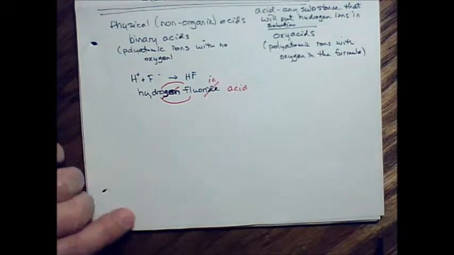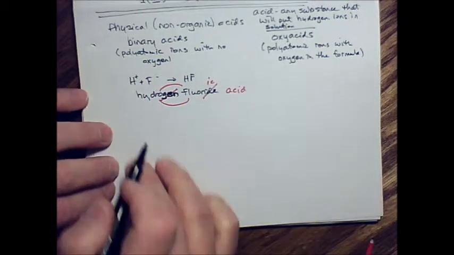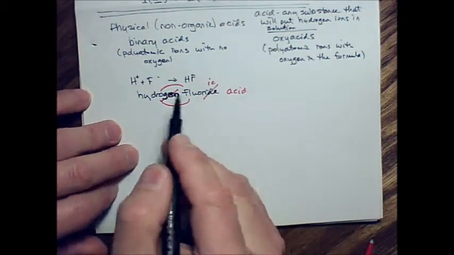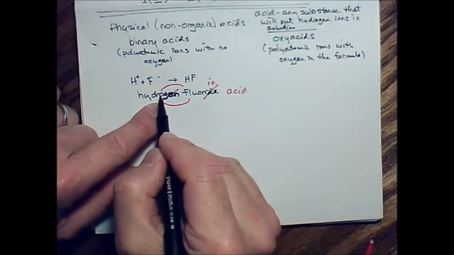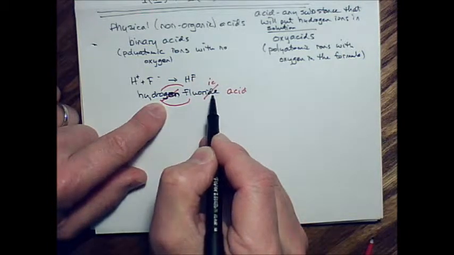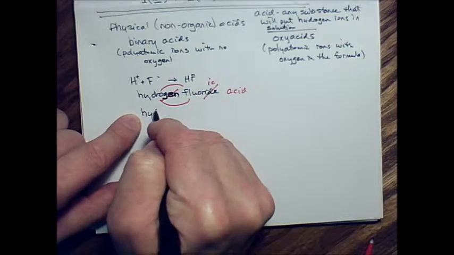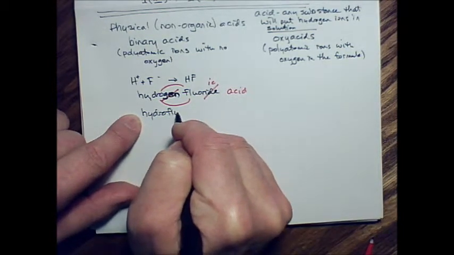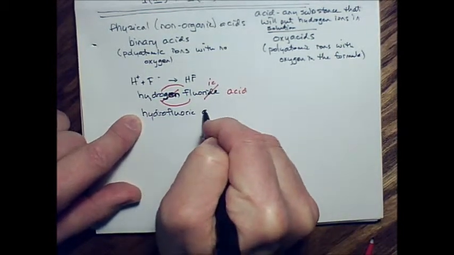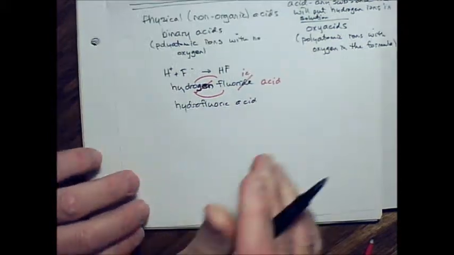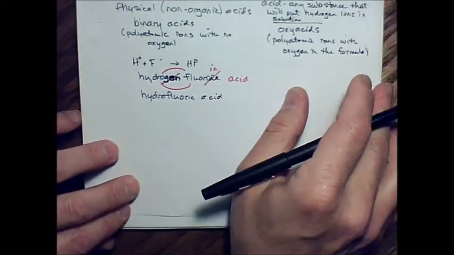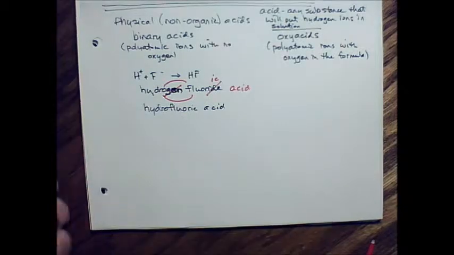So let's rewrite the whole thing now. Now that we've done all this marking out and stuff, let's put it together. The hydro actually becomes a prefix on the fluoric. So it's one word, hydrofluoric. And then the word acid. Okay? Hydrofluoric acid. Got that?